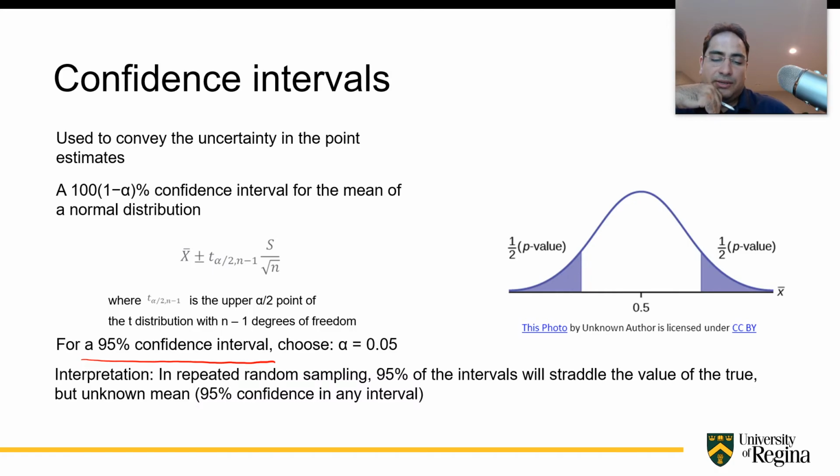So if you're looking for, for example, 95% intervals, you choose alpha to be 5%, you put it in that formula, and it gives you the actual confidence interval for your point estimation.